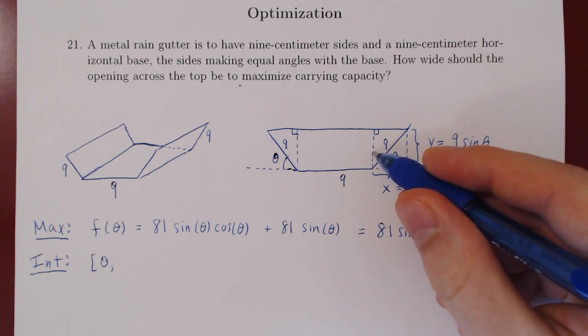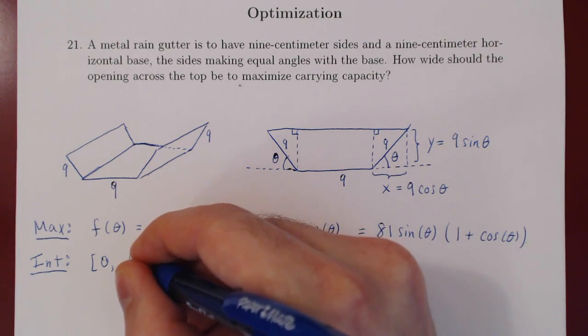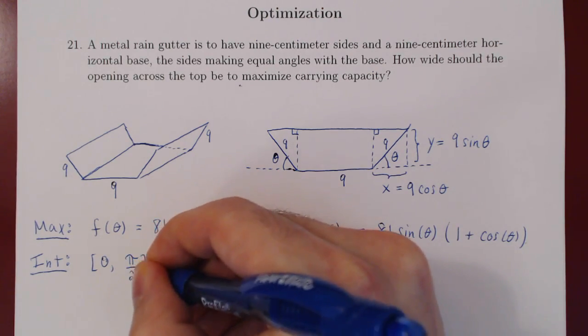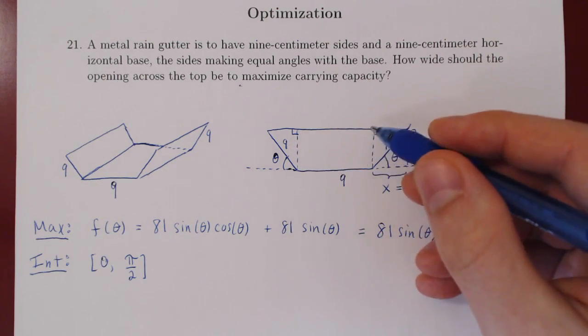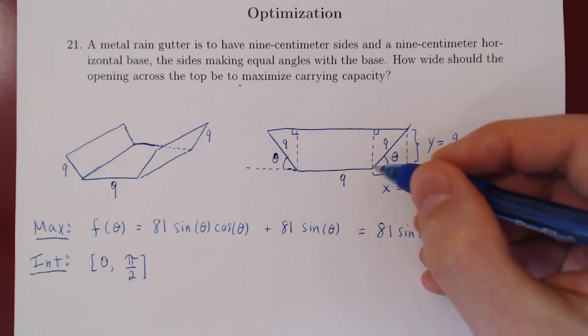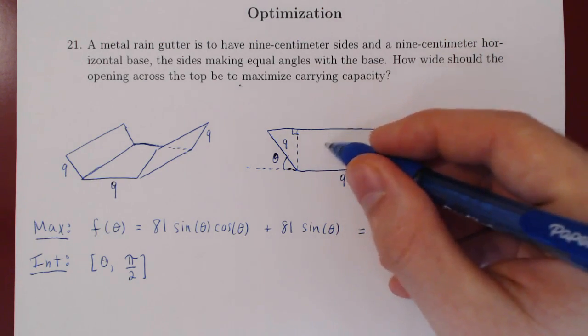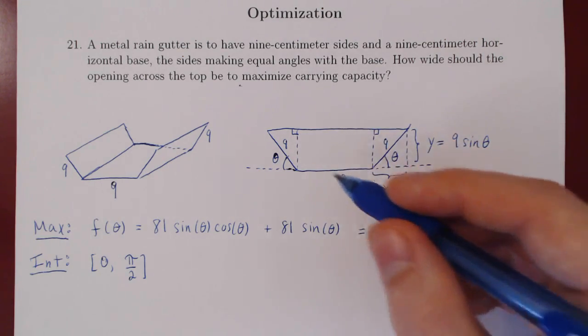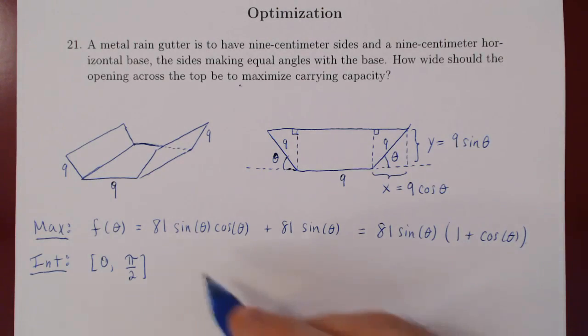So we can only allow theta to be up to pi over 2. Because at pi over 2, we get the rectangle as our rain gutter. And so for any other larger angle than pi over 2, we have a smaller region inside the rectangle. So the area will be obviously less than the area of the rectangle, therefore it will not possibly give us a maximum. And now we have a closed and bounded interval, and so we're good to go.